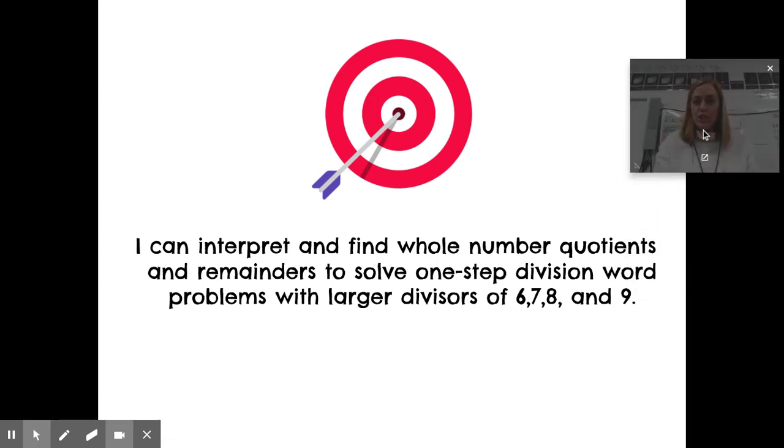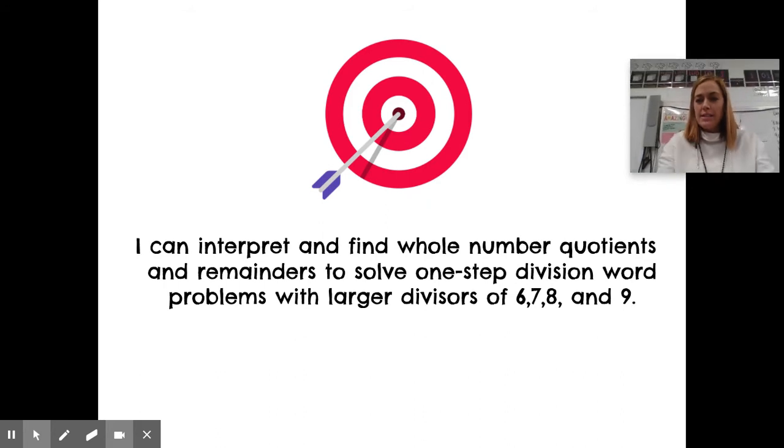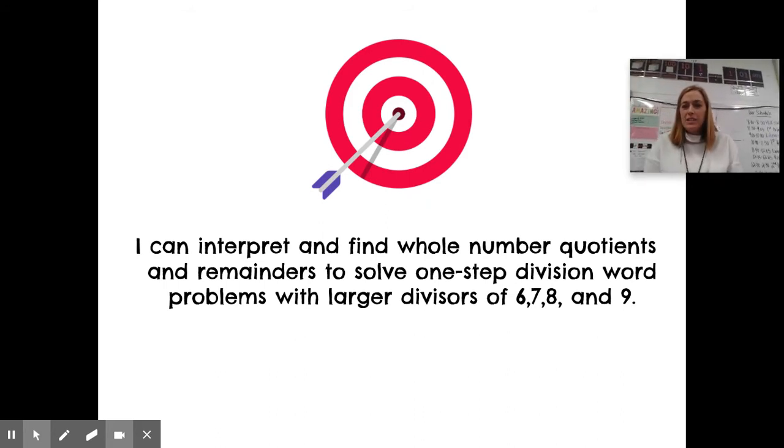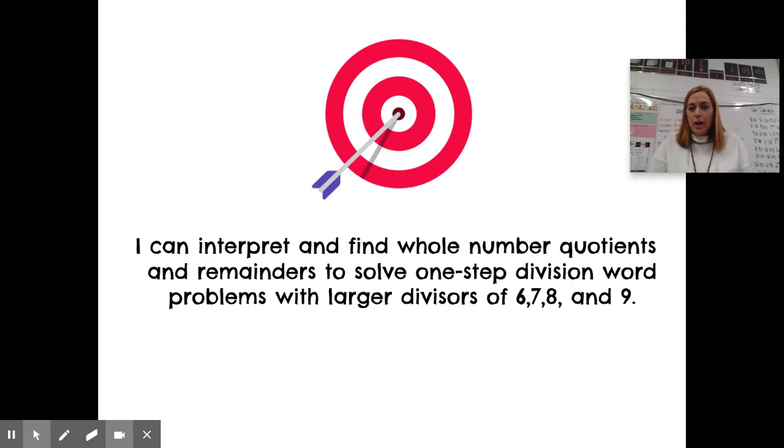This is lesson 32. So if you are at home, you'll have access to this video to complete your lesson and problem set for today. And today we're continuing with division, although we are nearing the end of our division module. And today we are going to interpret and find whole number quotients and remainders, still solving one-step division, but now we're looking at word problems and we're looking at problems with larger divisors.